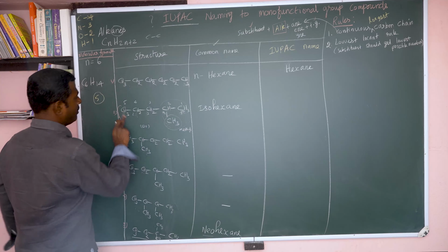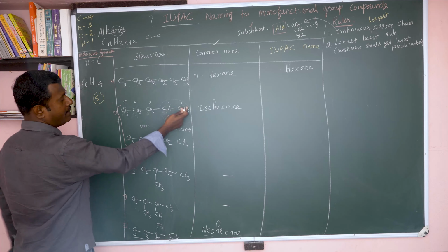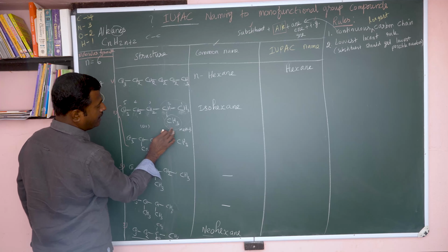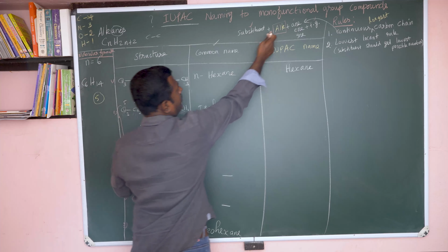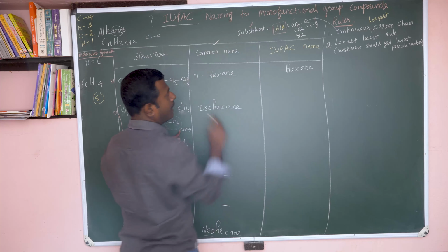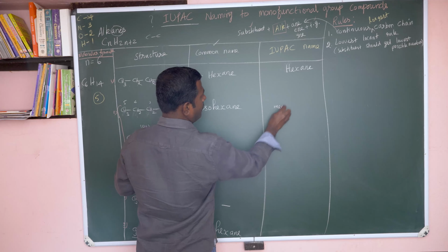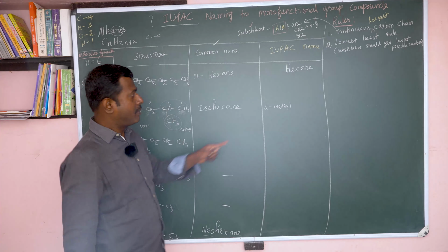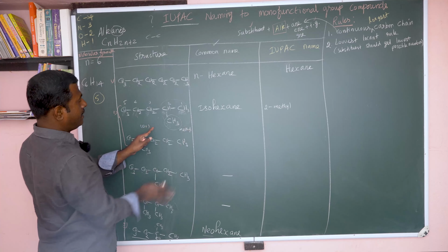So we have to give numbers starting from here: 1, 2, 3, 4, 5. In the second position, the methyl group is there. Being a substituent group, this methyl should be written before alkyl. The position of methyl is 2, so there should be a hyphen between the number and the word. So 2-methyl has been written.